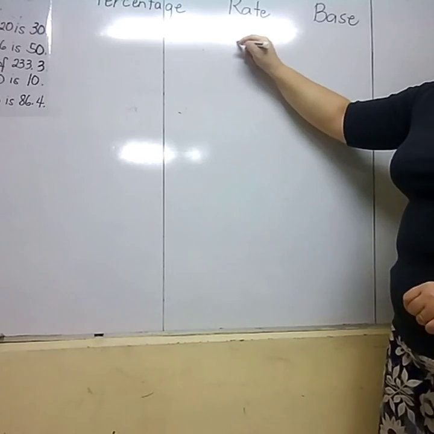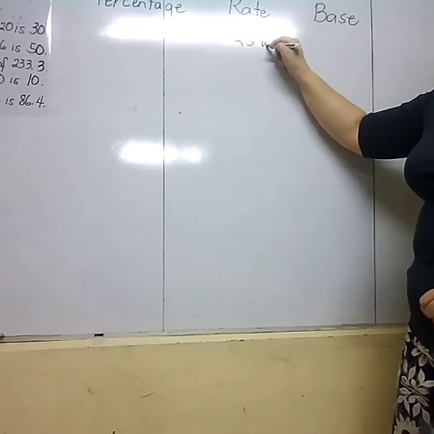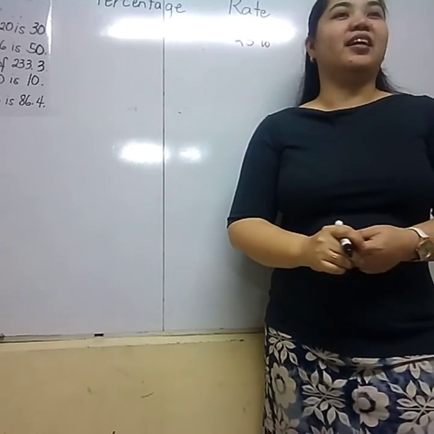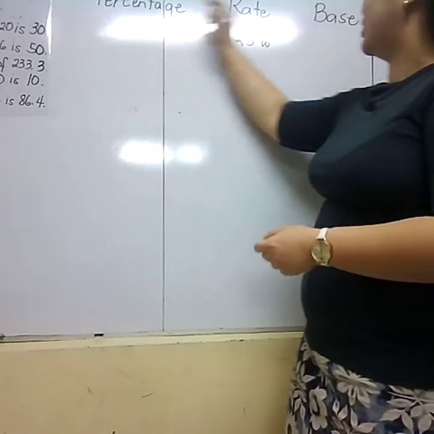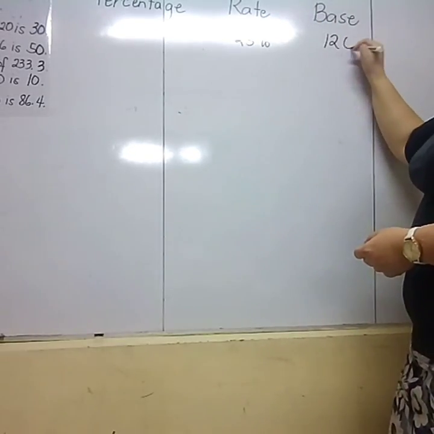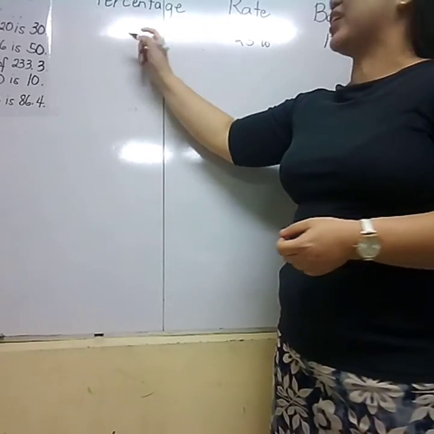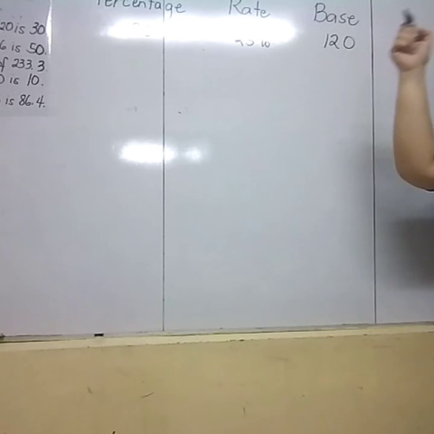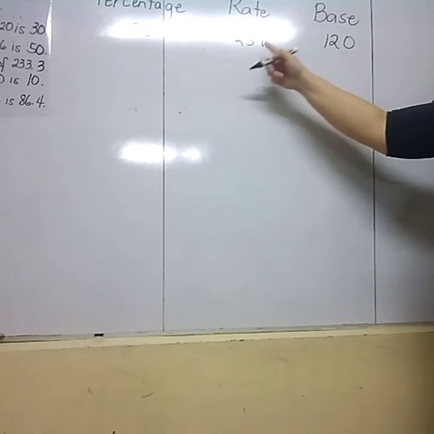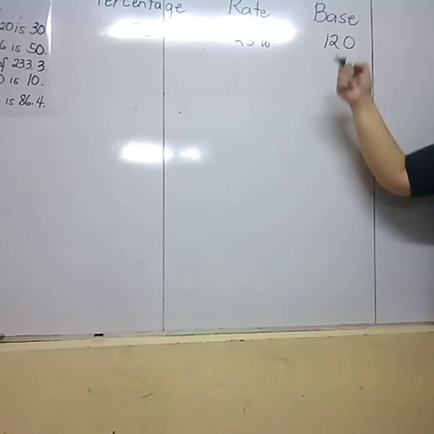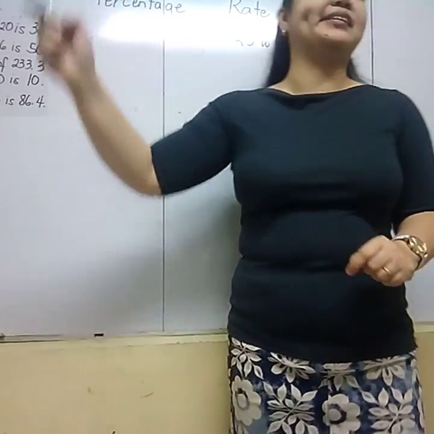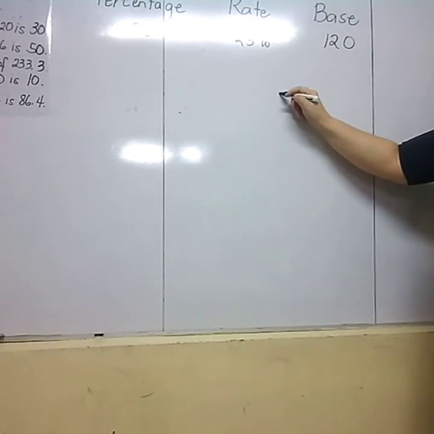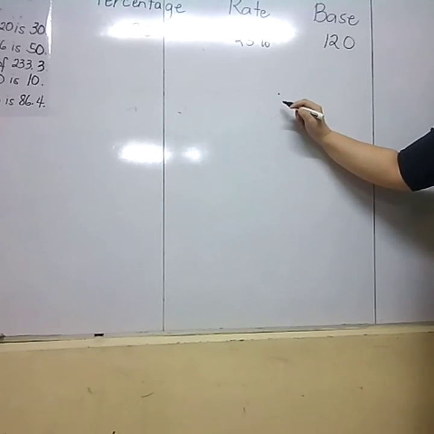Good. So 25%, as a 120, what is 120? Base. Very good. Tama. And what is now the percentage? 30. Sige nga, i-compute nyo nga talaga doon sa calculator nyo. 25 times 120. Is it really 30? Yes! So, it's really 30.